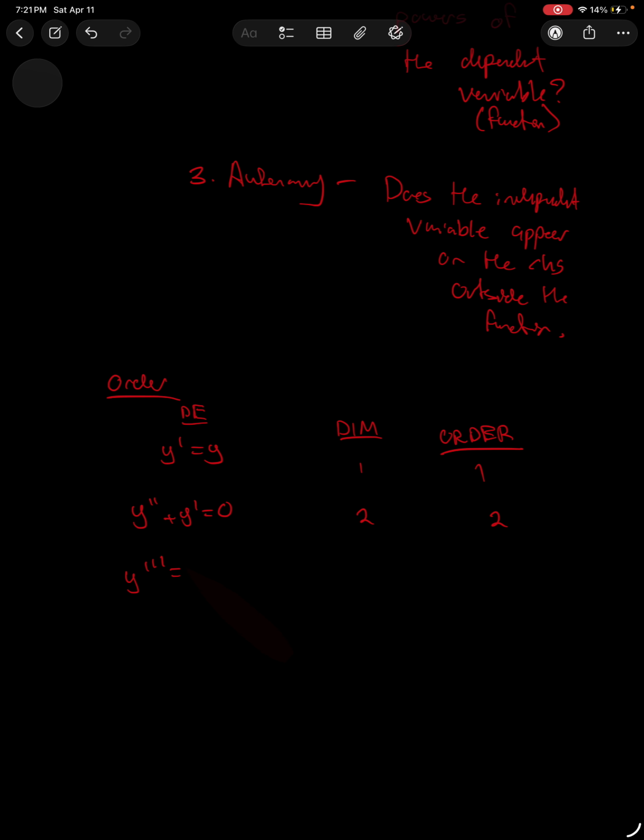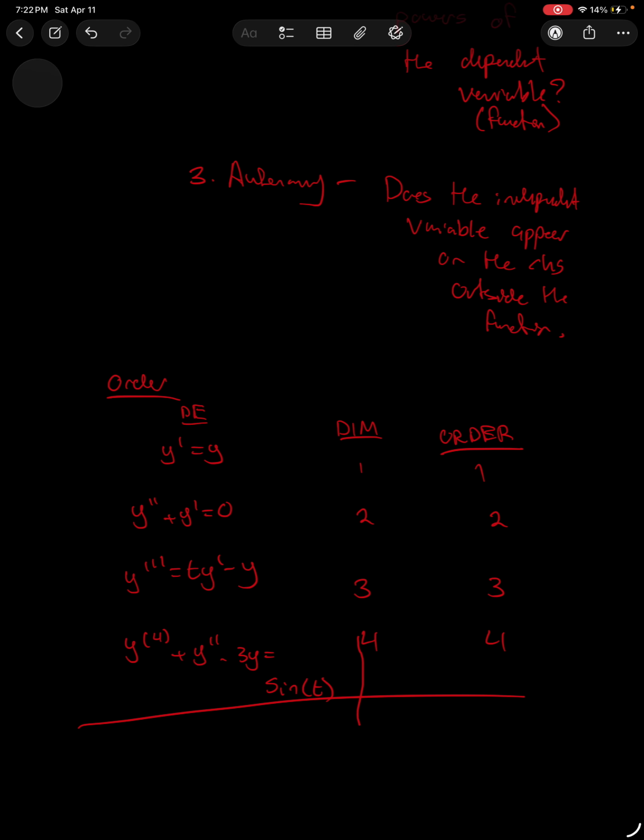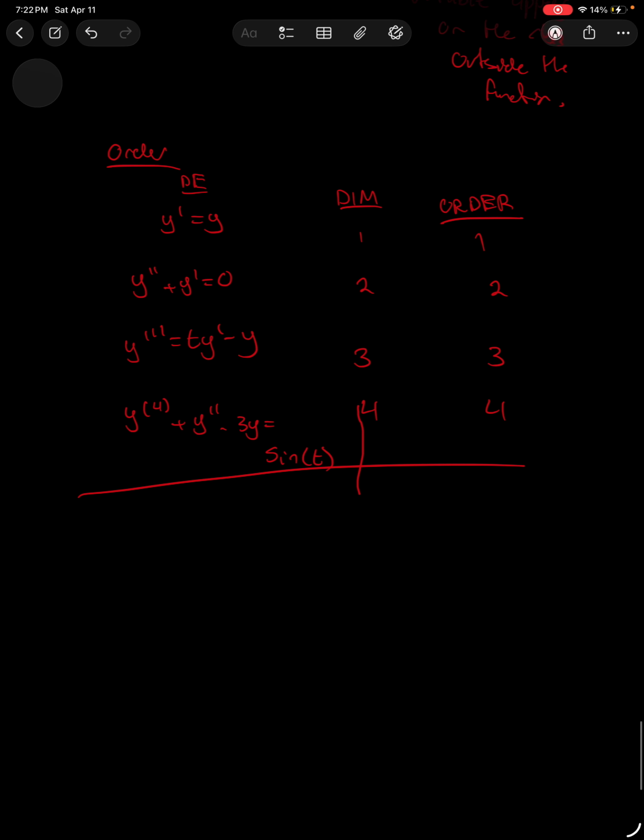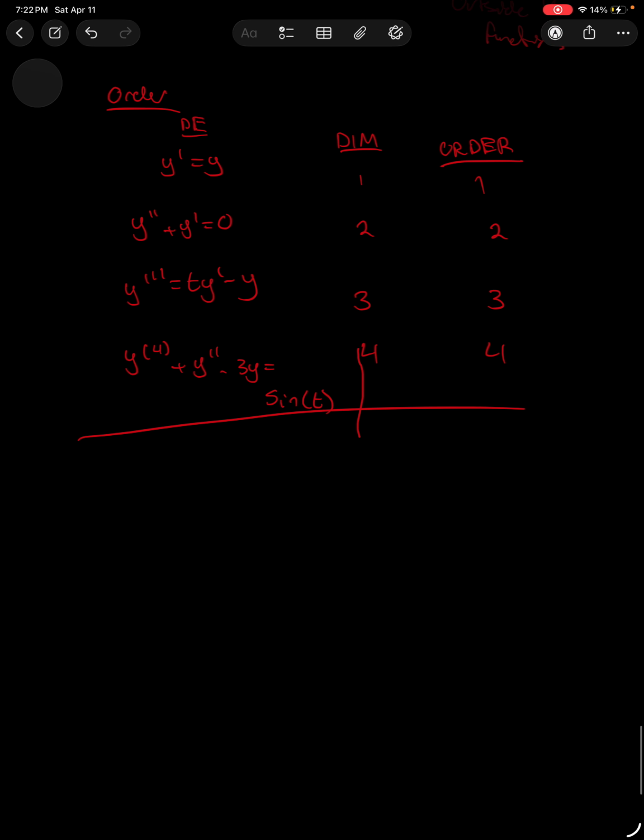y triple prime equals t y prime minus y. 3, third order. y fourth derivative plus y double prime minus 3y equals sine of t. That would be a fourth order. So identifying the order is fairly easy. You just find the highest derivative that is being taken.